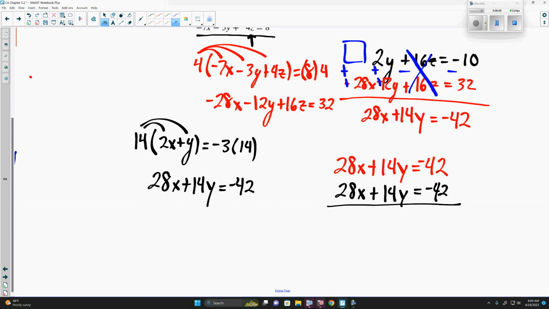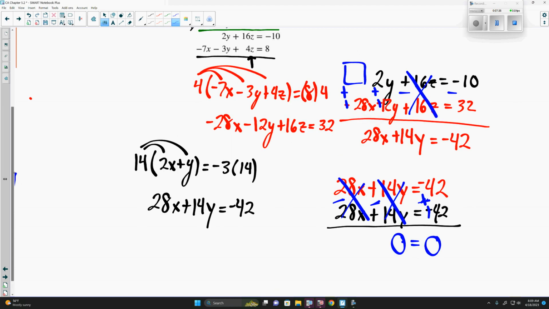At this point here, to get the y's to cancel, we're going to subtract because they have the same sign. 14y minus 14y is indeed 0. 28 minus 28 is, well, 0. This entire side is 0, equal to negative 42 minus negative 42. Well, the negative makes a plus, giving us 0. Is 0 equals 0 a true statement?